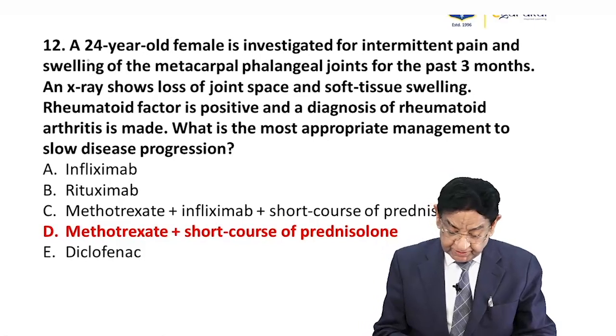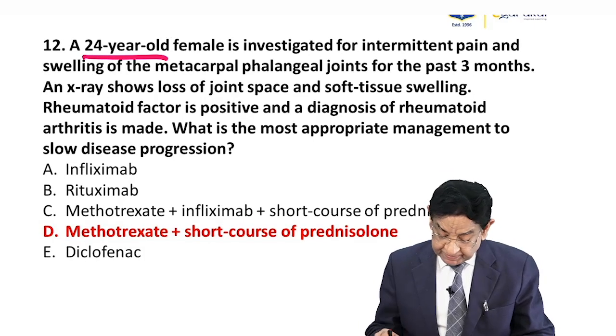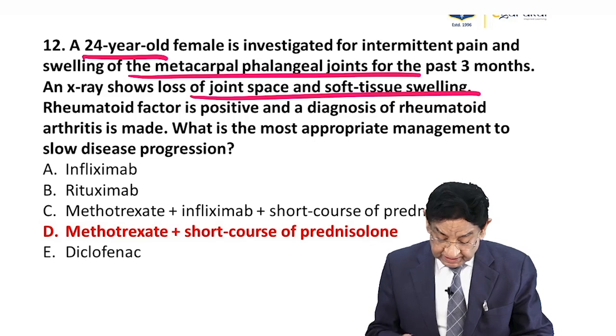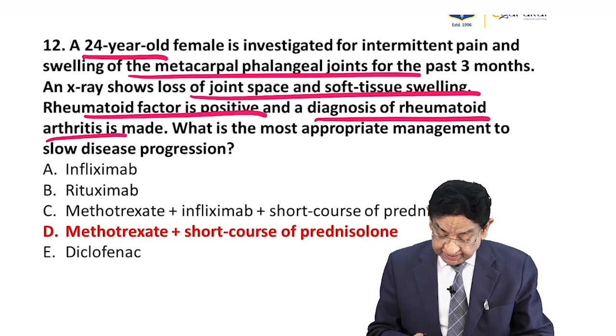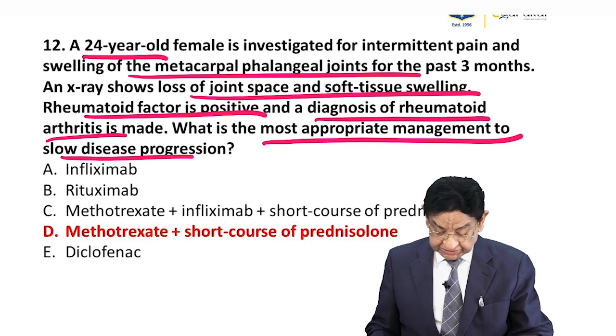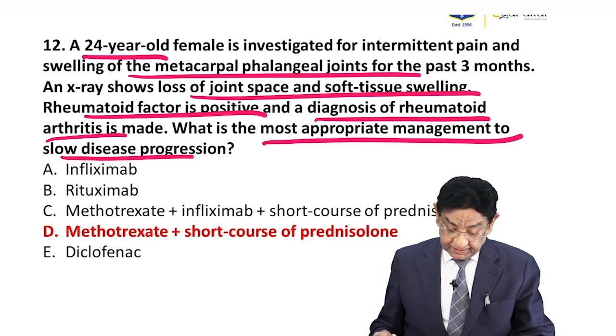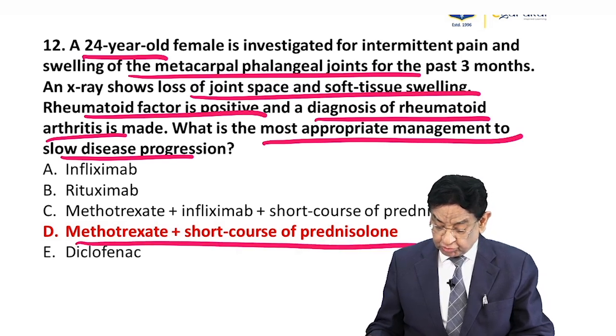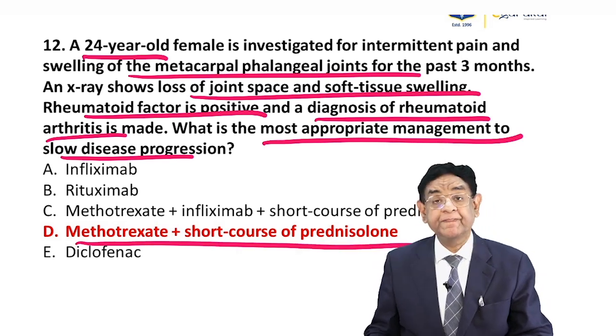So we got a 24-year-old lady with intermittent pain in the metacarpophalangeal joint, soft tissue swelling, and reduced joint space. Rheumatoid factor is positive, and you diagnose a case of RA. Most appropriate management to slow the disease progression? Well, the answer is methotrexate and a short course of steroids.